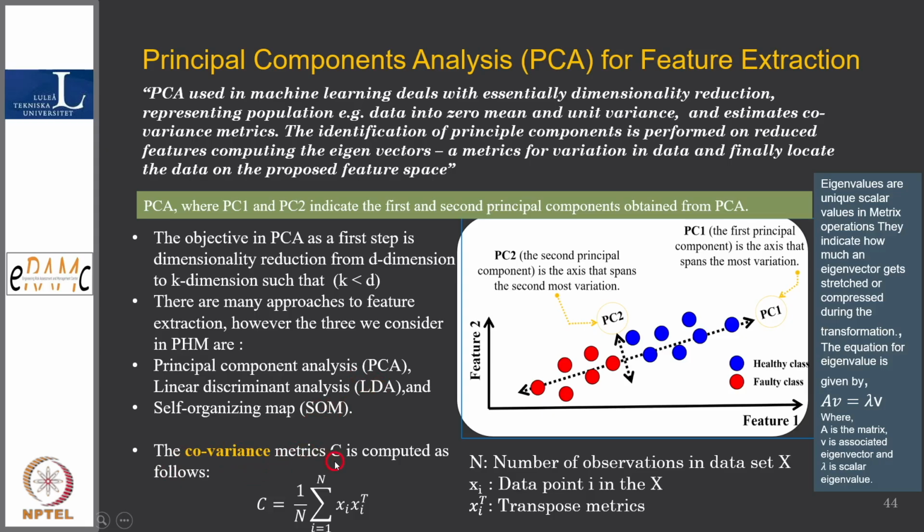And the covariance matrix is computed like this. So this is the covariance matrix, 1 by n, it is very simple: x transpose times x, and the principal components are derived from it. Here n is the number of observations in the data set x, x are data points in x, and x transpose is the transpose matrix. So in matrix operations, you would have seen you change the dimensionality, x to y, y to x, and then you see what variation is taking place, and that will tell you the categories, principal component 1 and principal component 2.